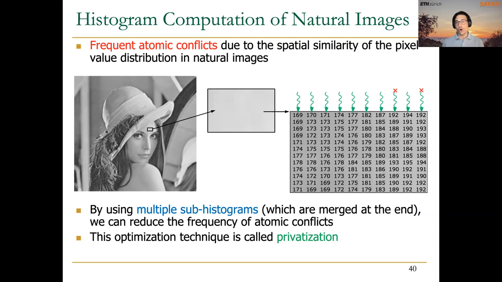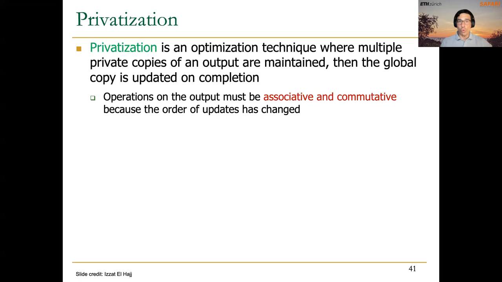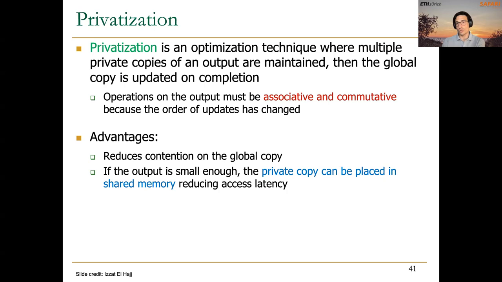And this optimization technique is typically called privatization. Privatization is an optimization technique where multiple private copies of an output are maintained, and then the global copy is updated on completion. So after we have created the private copies, we merge them. As I said before, this is possible when we have an operator that is associative and commutative. That's the case in a histogram, because we are using additions to update the histogram, and it has the advantage that it reduces the contention, the atomic conflicts, on the global copy.